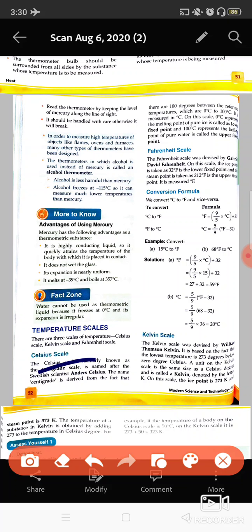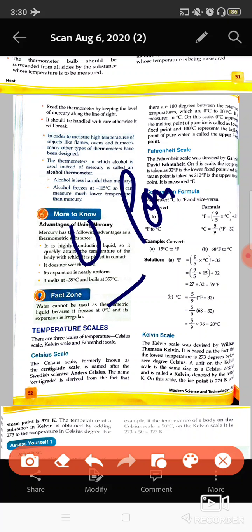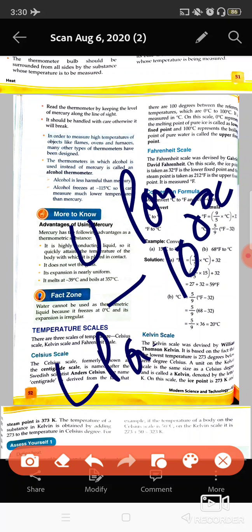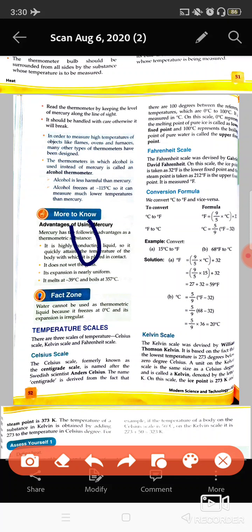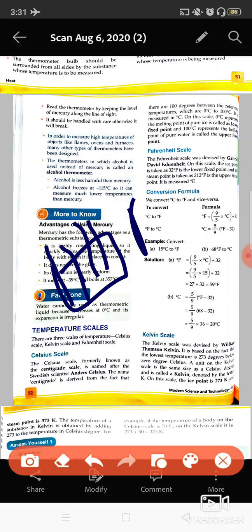The first one is the Celsius scale. It was given by Anders Celsius, the scientist who gave this scale. On the Celsius scale, the upper point is 100 degrees Celsius and the lower point is 0 degrees Celsius. If we talk about the upper point, it is the point at which water becomes steam, or you can say that it boils.